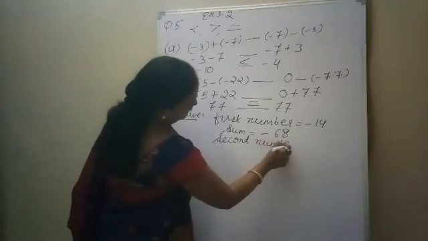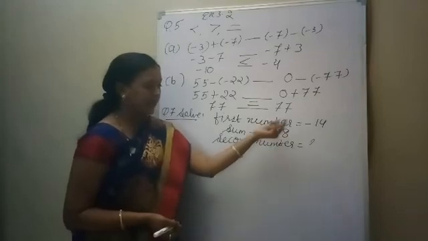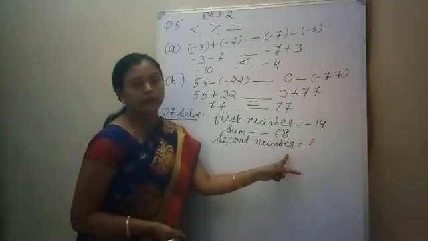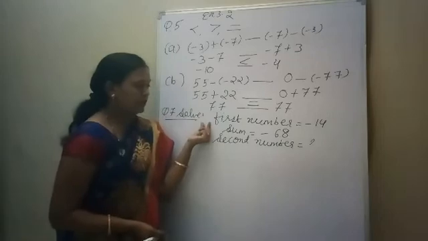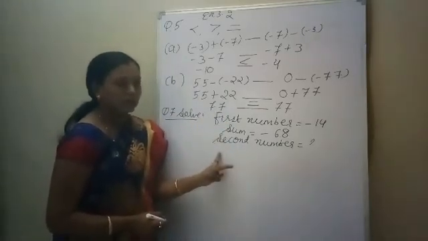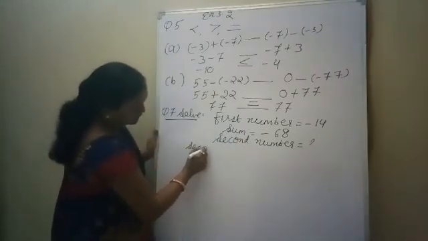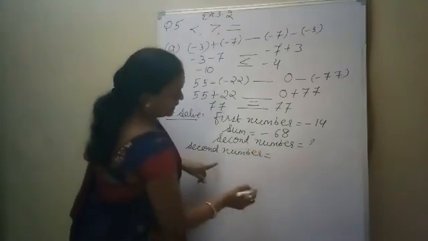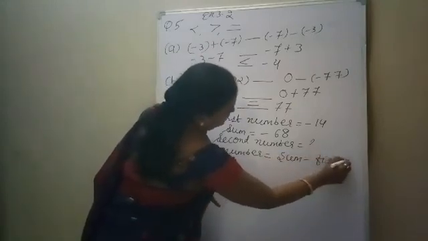In question number 7, the condition is that the sum of the two numbers is minus 68, and out of these numbers the first one is minus 14. Then we have to find the other number. We know very well that when word problems are given, the first thing is to write down the condition given in the question. So now the sum is there. For finding the second number, when addition is given and we know the first number, we do sum minus first number.